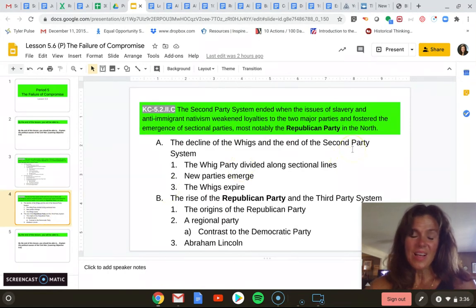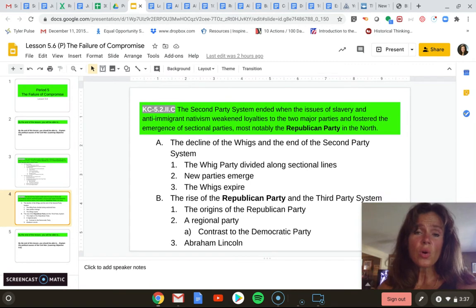This is the decline of the second party system and the rise of sectional parties, regional parties, most notably the Republican Party. Let's talk about the decline of the Whigs. If you remember, the second party system was the Democrats, founded by Jackson, and the Whigs, founded by Henry Clay. What begins to happen is that the Whigs begin to divide along sectional lines.